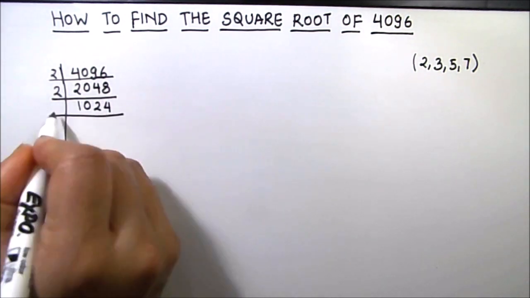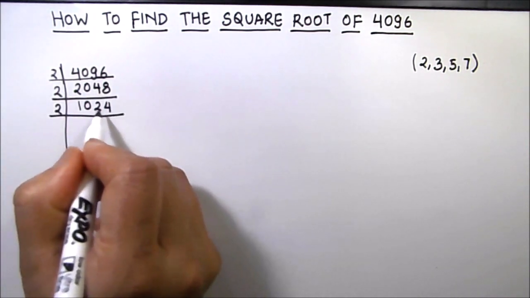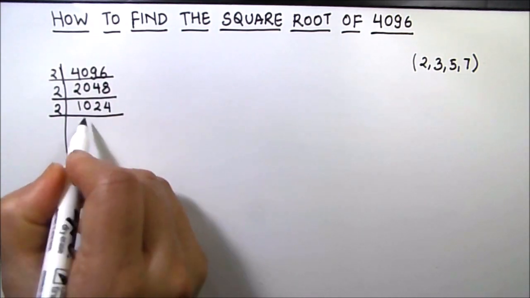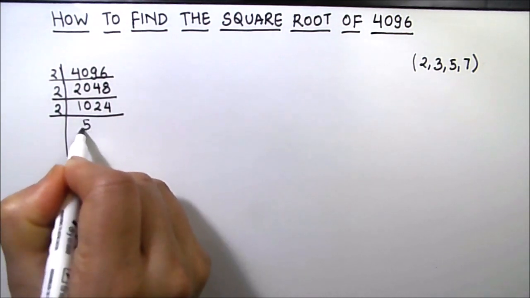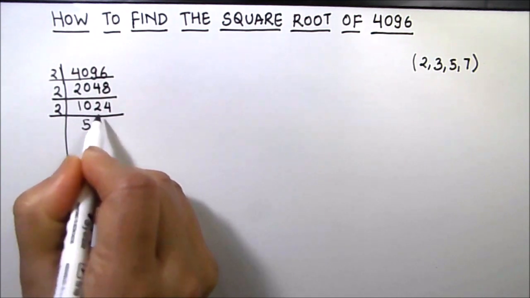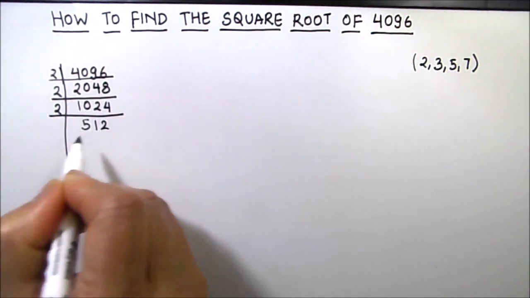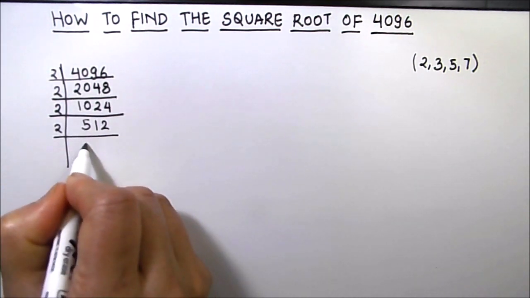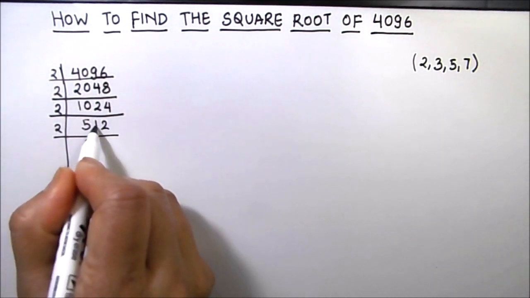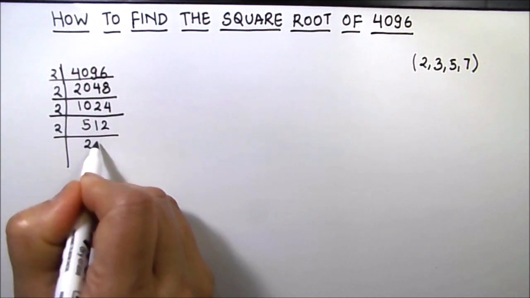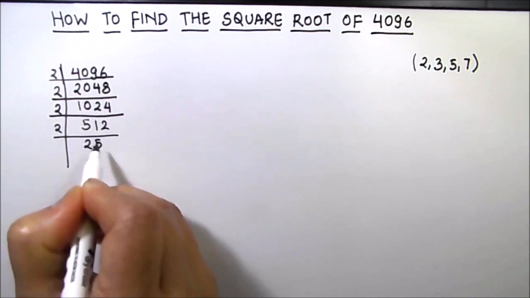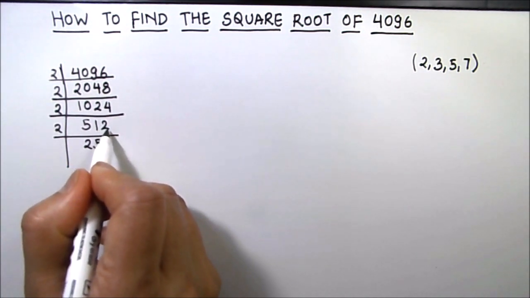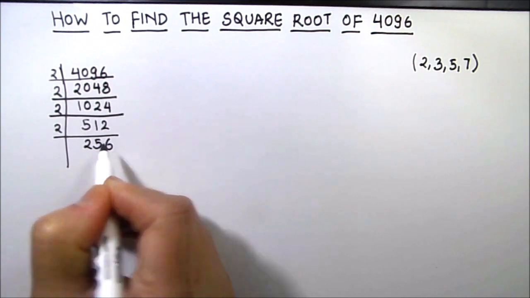Again we can use 2. As 1024 is an even number, we can use 2 to divide this number. So 2 times 5 is 10, 2 times 1 is 2, and 2 times 2 is 4. Next we'll divide by 2. So 2 times 2 is 4, 1 will be carried over, so this becomes 11. So 2 times 5 is 10, and 1 is carried over to the next digit, so this becomes 12, and 2 times 6 is 12.